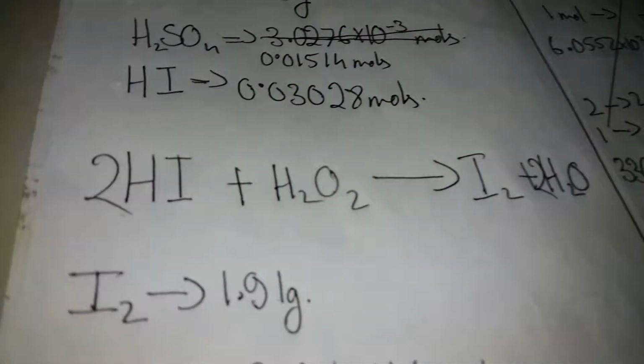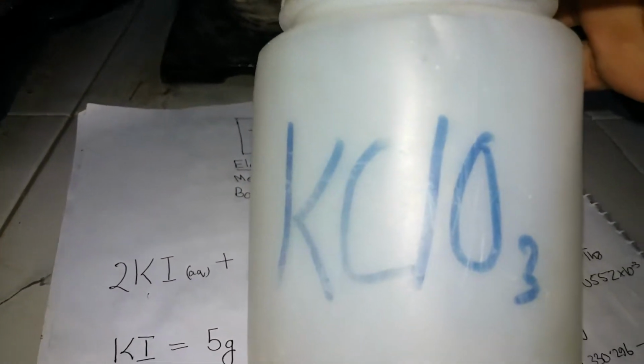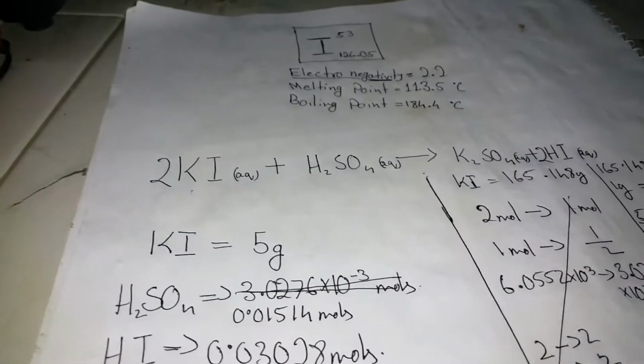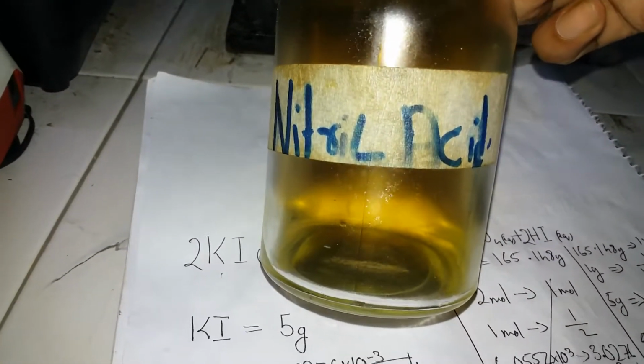Instead of hydrogen peroxide, you can use potassium chlorate or potassium permanganate or nitric acid.